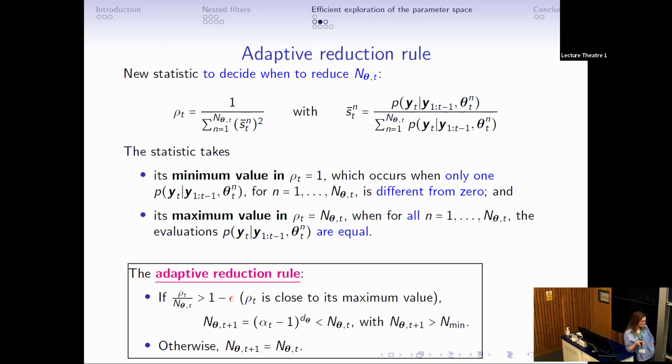So the rule that we follow to adapt alpha is basically to reduce alpha by 1 every time this statistic rho is very close to n, not exactly n, but very close to n, following a threshold epsilon. Depending on how epsilon is chosen, this rule is going to be more or less restrictive, in the sense that n is going to stay large for a longer time if epsilon is small. And if epsilon is a bit larger, it's going to be less restrictive. It means that it will reduce n very quickly. Okay.